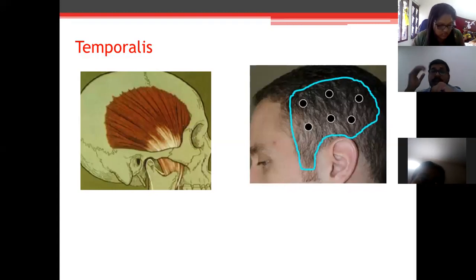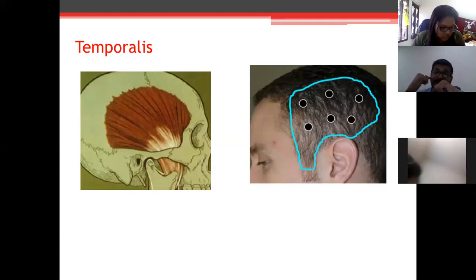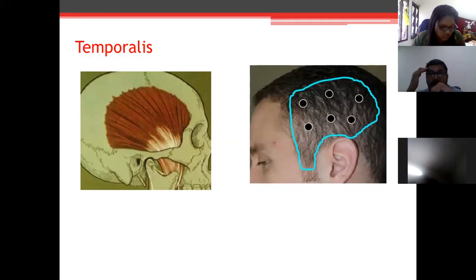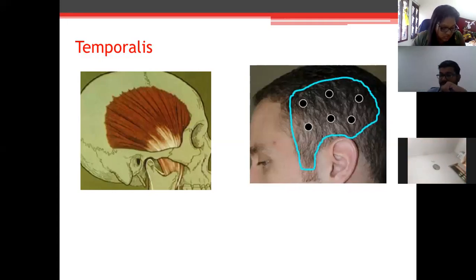So you can palpate the temporalis muscle. Again, it's an elevator muscle. You ask the patient to bite, just clench, and then you palpate over that. This is the temporalis region. You can palpate over the temporalis, and you can make out if the patient is having any pain or not.